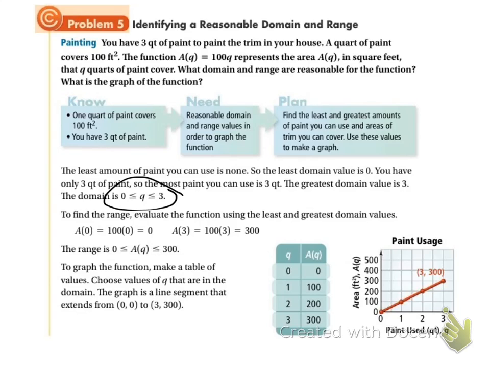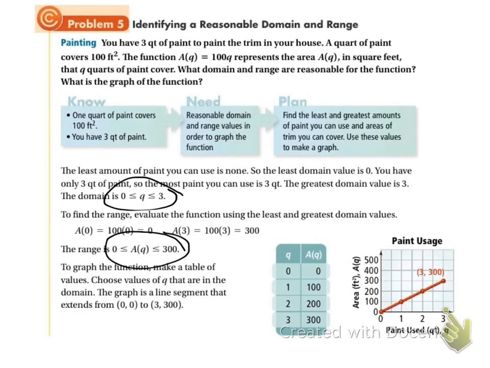Then, when we plug it in, the area you could cover with 0 quarts of paint is 0 square feet. And the area you could cover with 3 quarts of paint, when we plug it into our equation, is 300 square feet. So our range is between 0 and 300, including both of them. And if you check out the graph over here, this is a continuous graph, not a discrete graph. We don't just have the points, we have the lines connecting it. Because you could use half a quart of paint. You could use 2.3 quarts of paint.